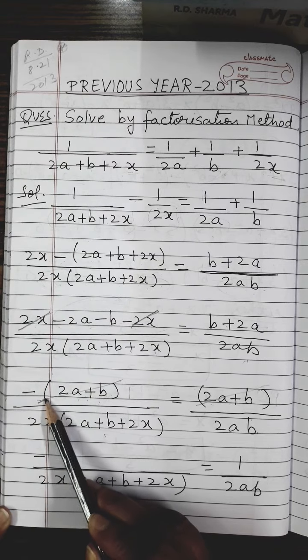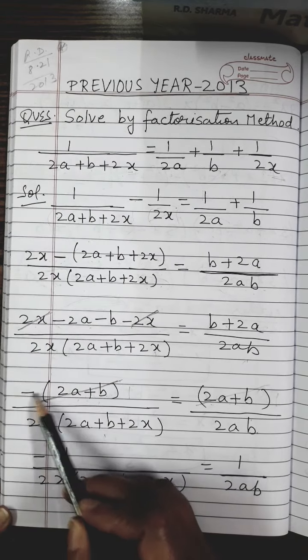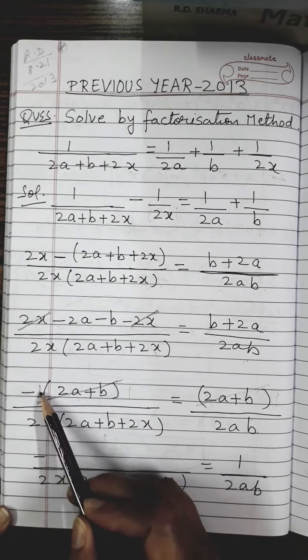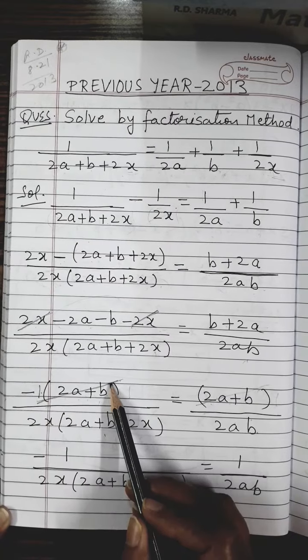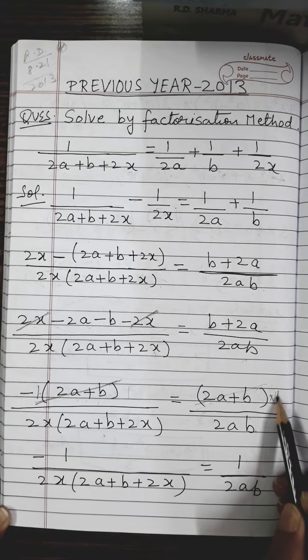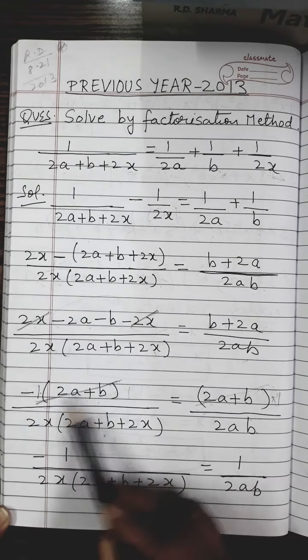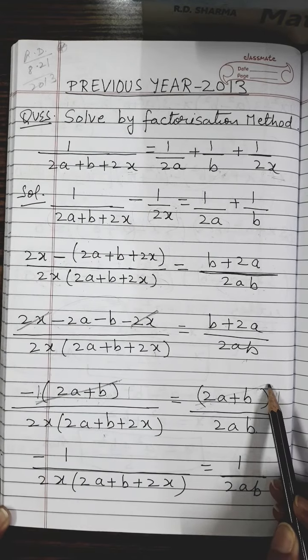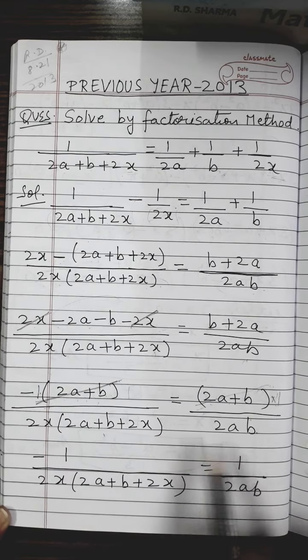This is 2a plus b. This can also be written as minus 1. I can write 1 always here. And 2a plus b will get cancelled with 2a plus b. This I can again write as into 1 also, right? So 2a plus 1 gets cancelled with 2a plus 1. So the denominator is as it is, on both the sides.